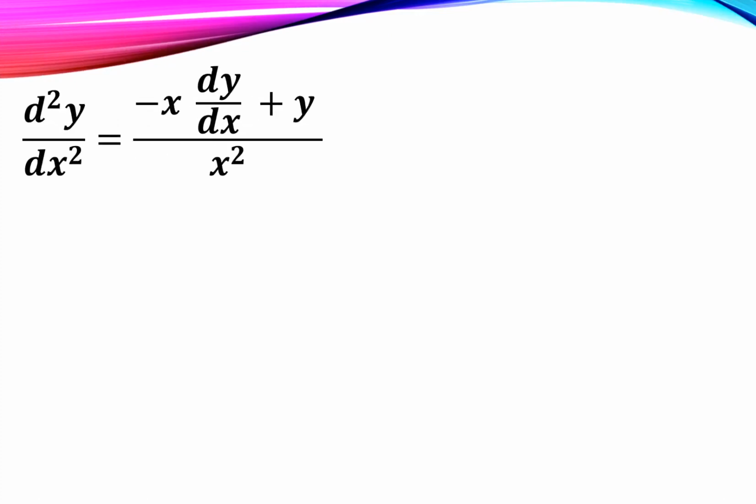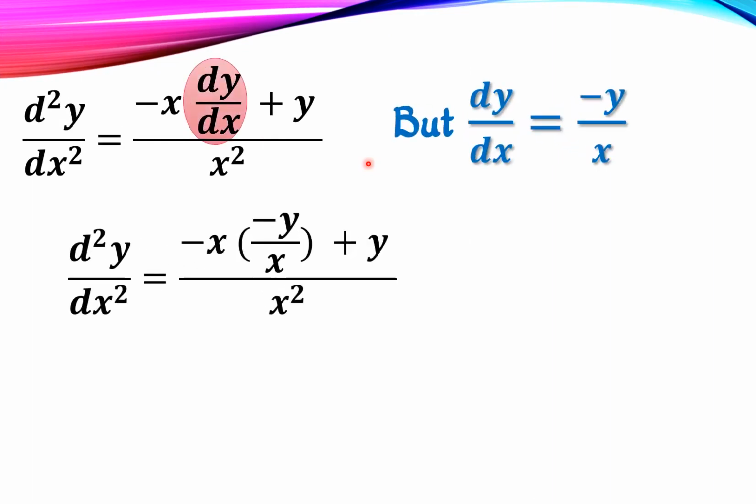So let us continue. We have this expression, and the next step is to remove dy/dx. We simply substitute it by negative y over x. So we multiply negative x times the value of dy/dx, negative y over x. We can cancel x and x. Negative times negative y is positive y. Then positive y plus positive y will give you 2y over x squared, and this will be your final answer. This is the second derivative of x times y is equal to 1. Did you follow? I hope so.